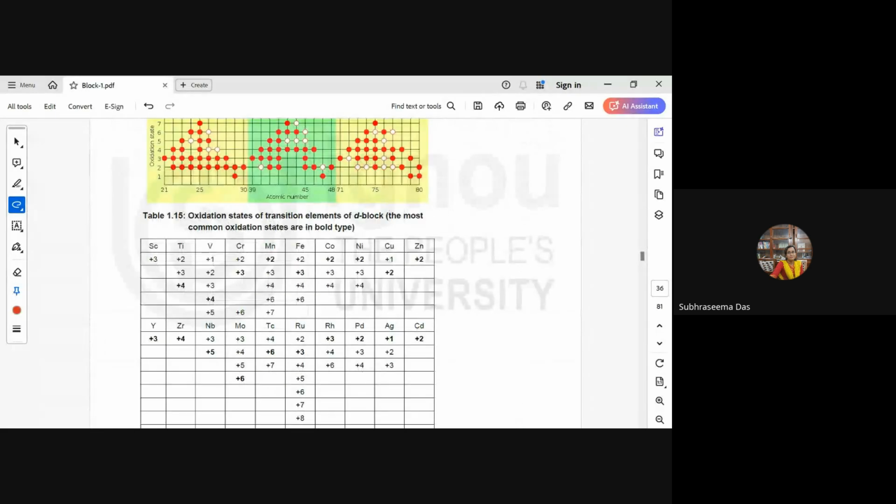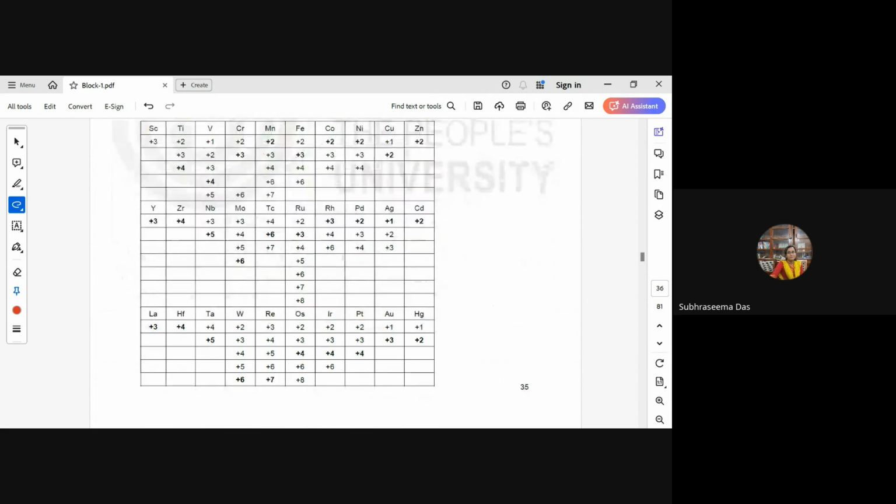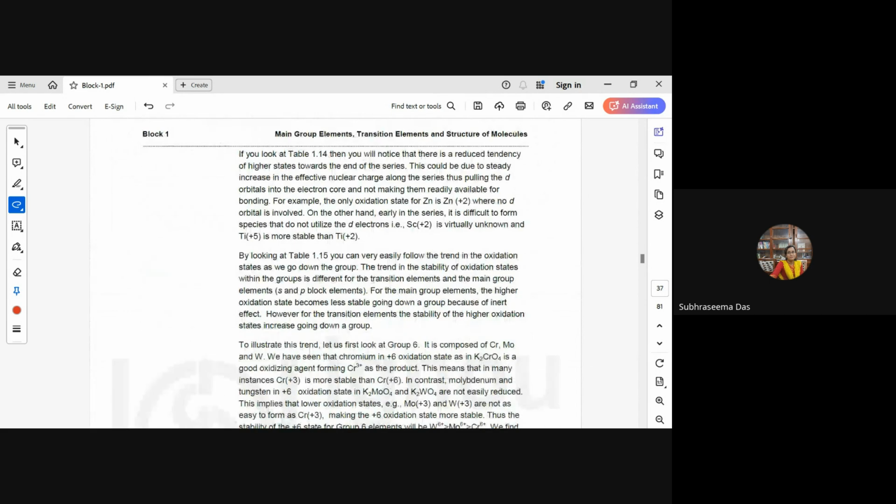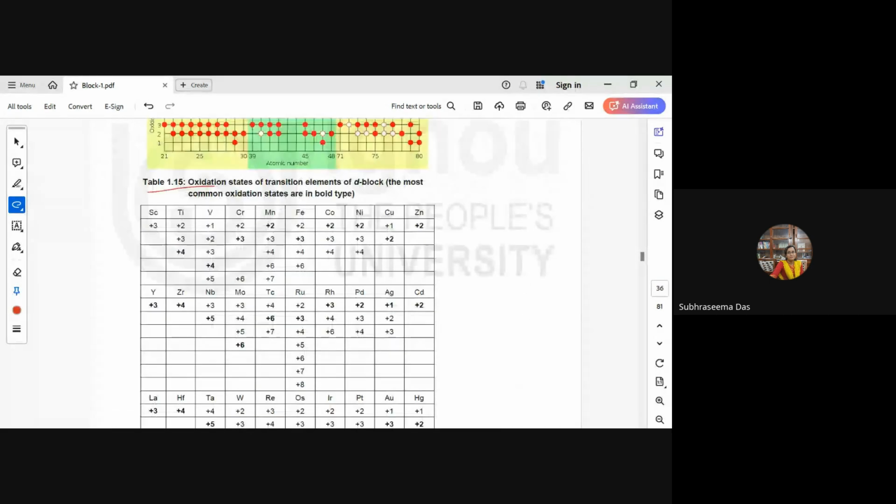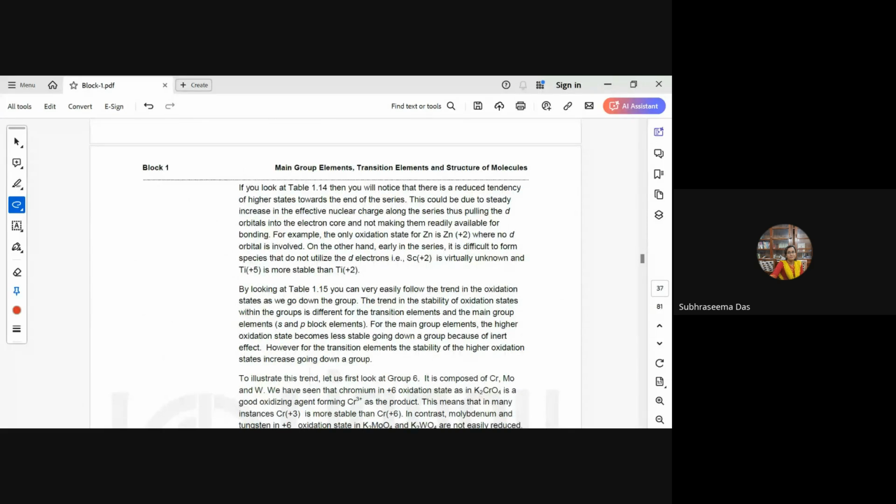Here in table 1.15, the oxidation states of some of the common d block elements and the most common oxidation states have been shown. Looking at this table, we know that a trend is followed. The trend in stability of the oxidation states within the group is different for different transition elements, and they differ from the main group elements, that is the s and p block elements, for which the oxidation state is also different.